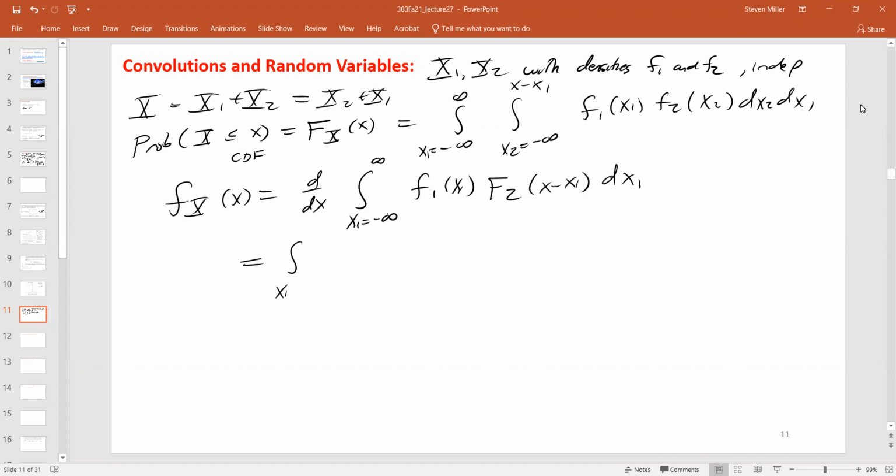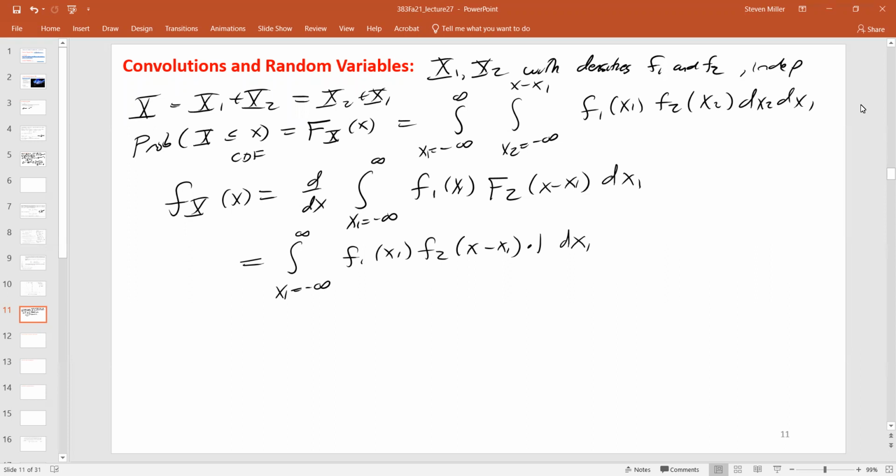So this is just the integral x1 goes from minus infinity to infinity, f1 of x1, and then we have the derivative of F2, that's going to be x minus x1, and then we have to take the derivative of the inside, x minus x1, with respect to x. What is that equal to? So the derivative, we have to use the chain rule. It's little f2, the derivative of big F2, evaluated at x minus x1. What's the derivative of x minus x1 with respect to x? 1. I'm taking the derivative of x minus x1 with respect to x. x1 is constant, so technically I need to just write times 1 dx1.